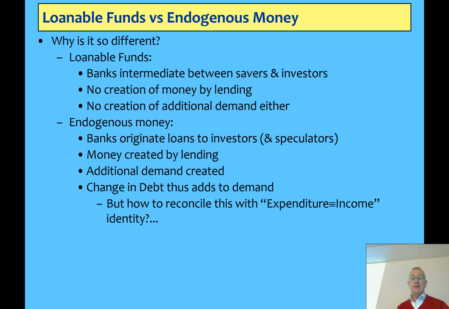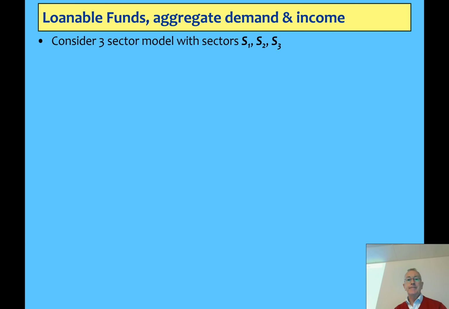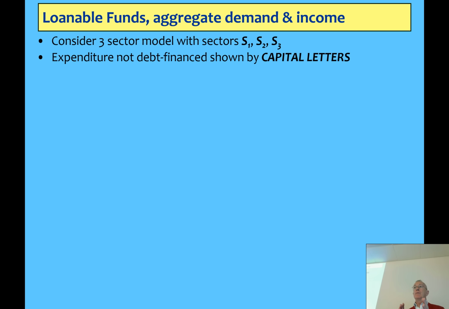So how do you reconcile the two? Well, I want to now show, not the Godley table idea anymore, but what I'm calling an expenditure table. I'm going to have a three-sector model. I'm not worried about what they all stand for, S1, S2, S3. They could be consumption, investment, workers. It doesn't really matter. And I'm showing expenditure which is not financed by borrowing in capital letters, and anything which is financed by borrowing in lowercase letters, just to indicate the logic.